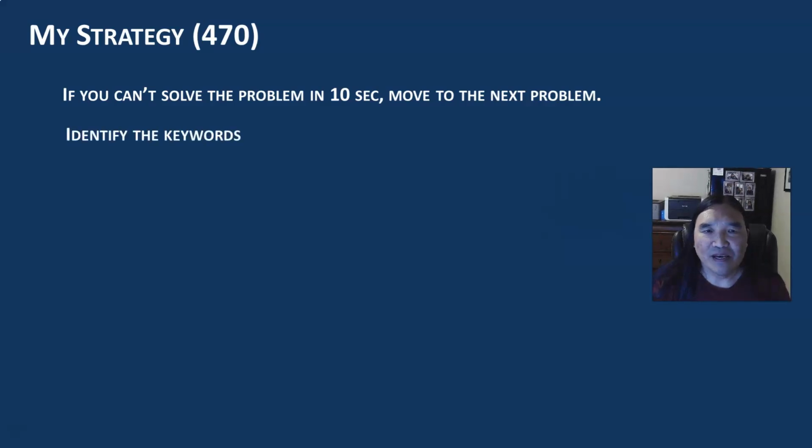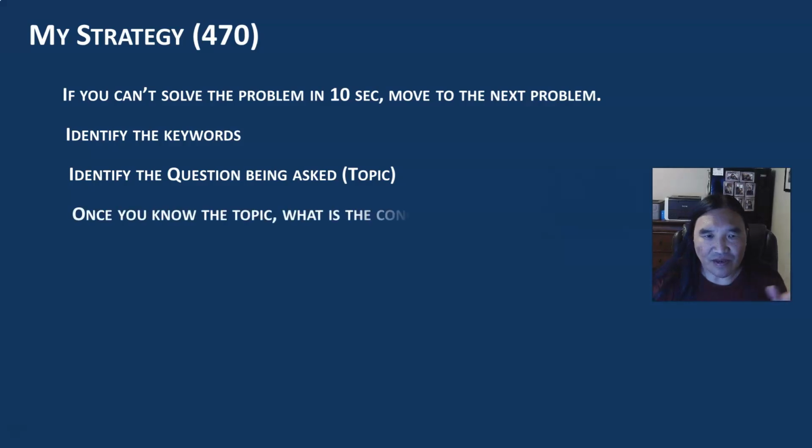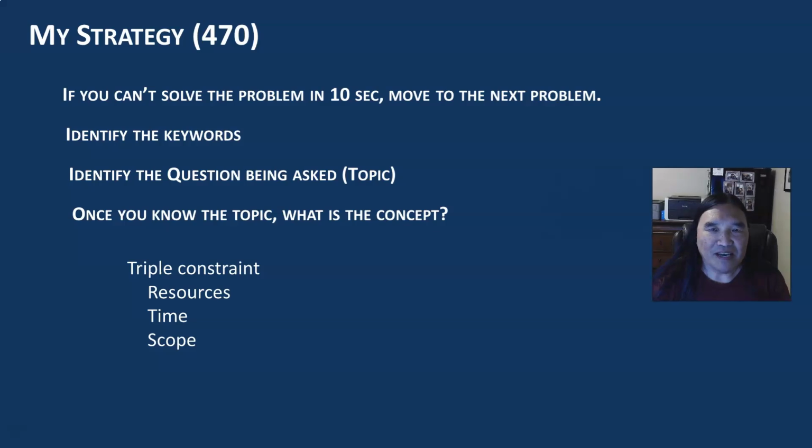Identify the keywords as I showed, and then think about what topic are they asking about, because in each topic area there's only a certain number of ideas, or if you get stuck, if you know the topic area, you can go look it up. Once you know the topic, what is the concept? For example, one of the big concepts is what drives project management, and it's the triple constraint. And at the center of the constraint, if I don't have enough, it's quality. And one thing you see over and over again is the answers to problems are related somehow to the triple constraint.